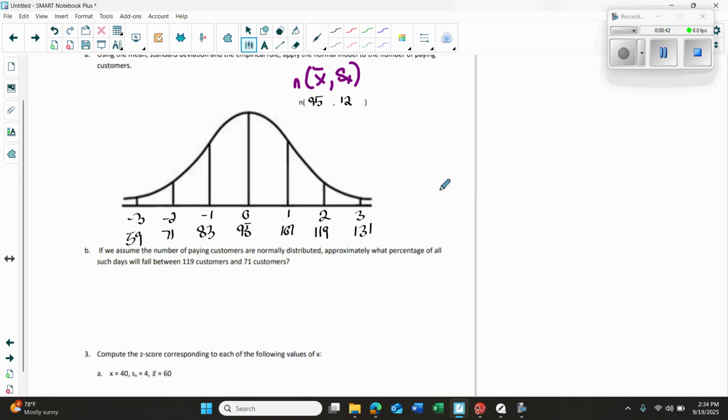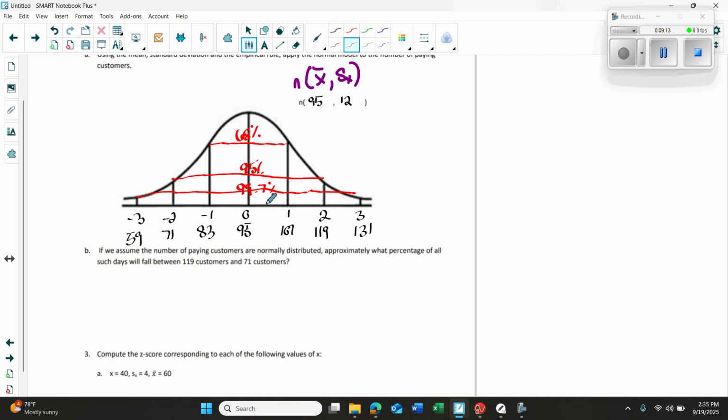Now for the empirical rule. Remember, the empirical rule states that between 1 standard deviation, so -1 and 1, which would be between 83 and 107, we know 68% of the data lies here. Between 2 standard deviations, we know 95% of the data lives here. And then finally, within 3 standard deviations, we know 99.7% of the data lives here.